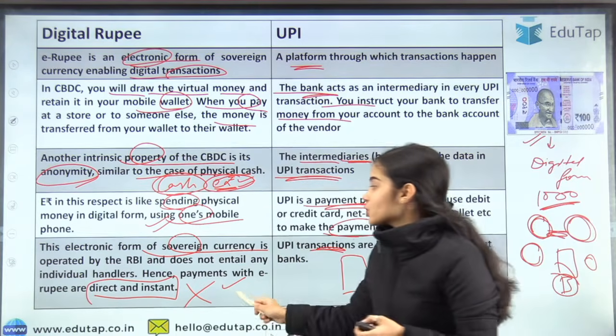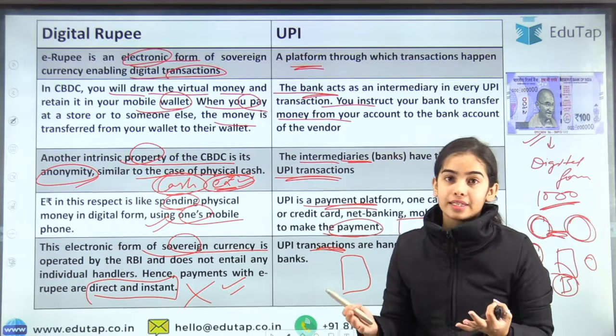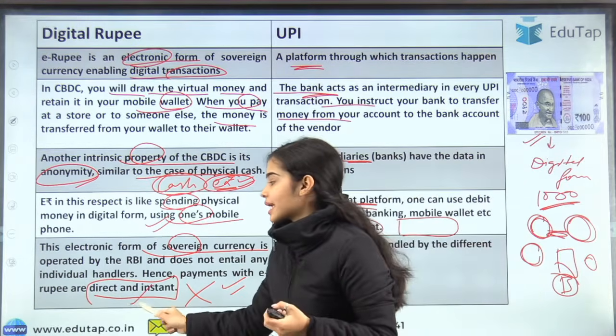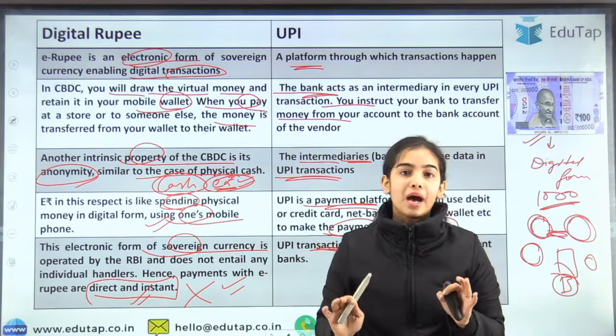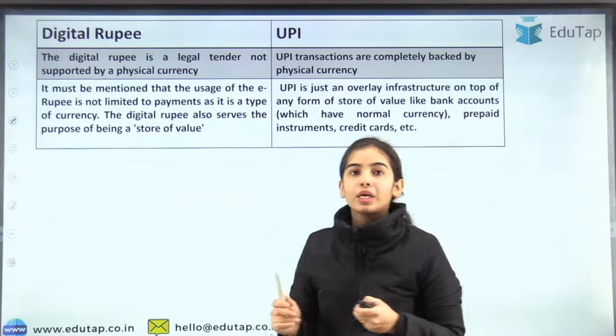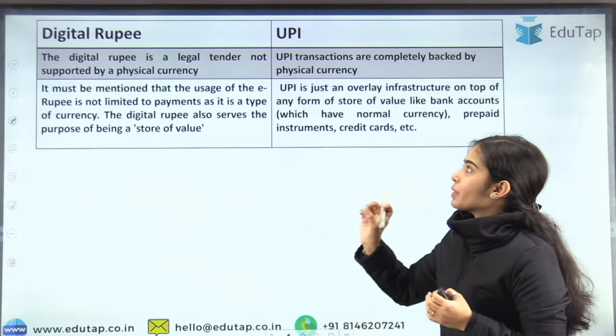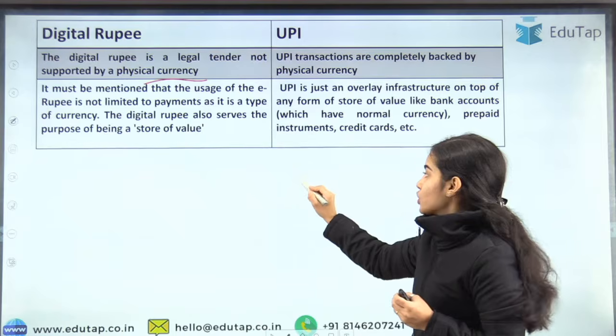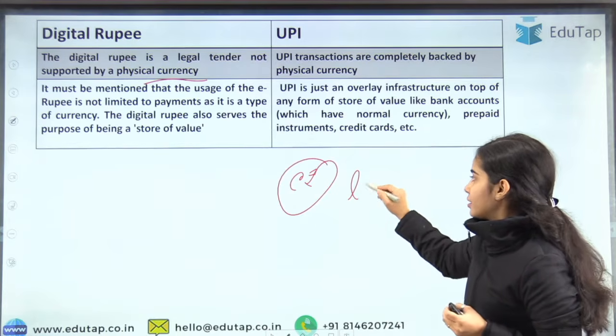But here there are no different handlers. The RBI is the sole operator, and that's why direct and instant payments can happen from one wallet to another wallet. Okay. So the digital rupee is a legal tender. It needs no backing of the physical rupee. So the e-Rupee is what? It is the legal tender.